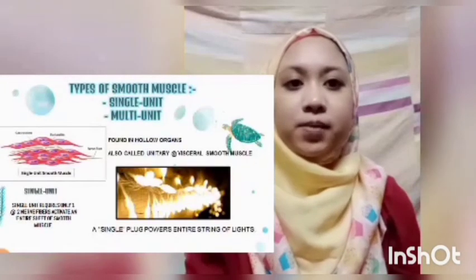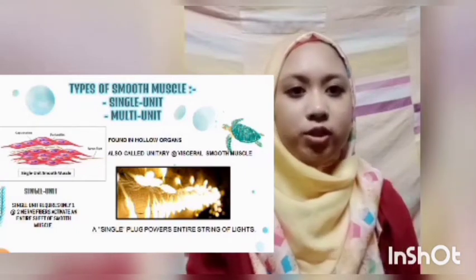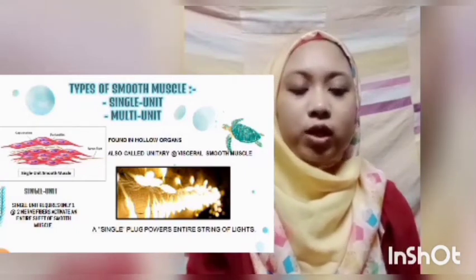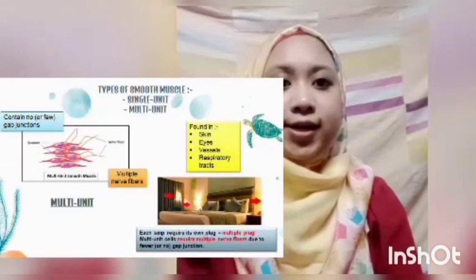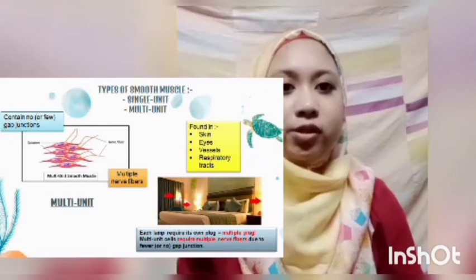And the last part is that smooth muscle tissues have two types, which are single-unit and multi-unit. Single-unit is found in hollow organs. Meanwhile, multi-unit is found in the eyes, skin, respiratory system, and so on.